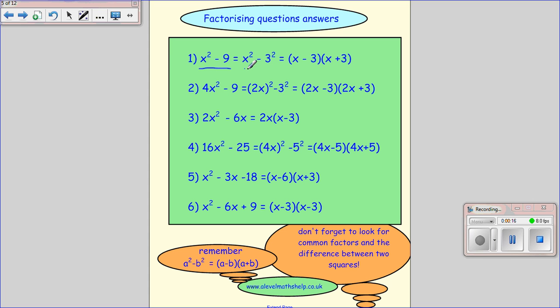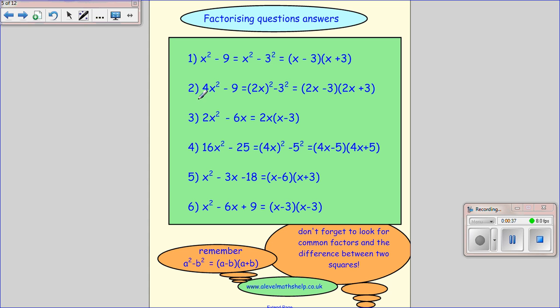Hopefully you can see that can be rewritten as x squared minus 3 squared, and then we can use our difference of two squares rule where a squared minus b squared equals a minus b, a plus b. So we just identify that our a is x and our b is 3, so we get x minus 3, x plus 3.